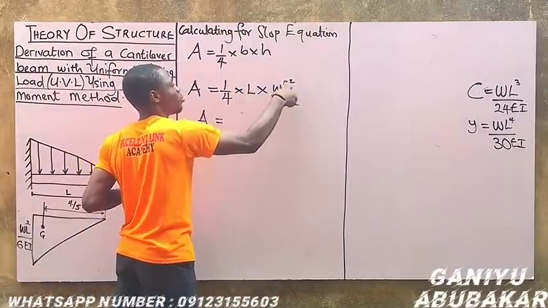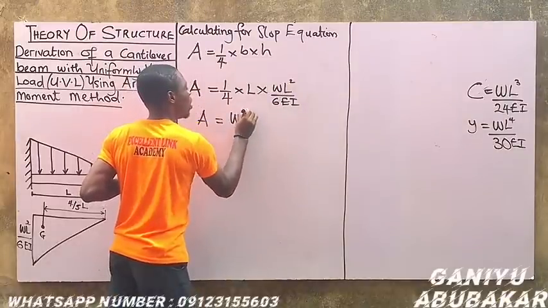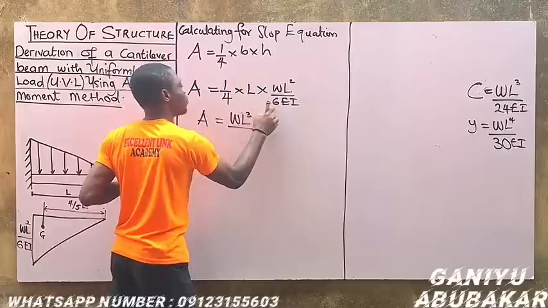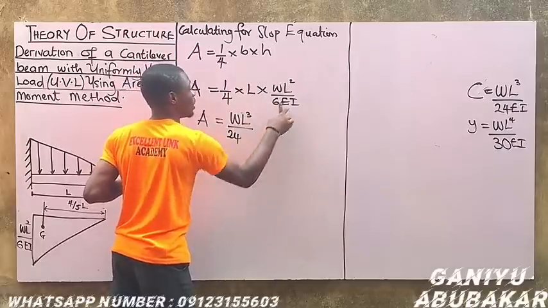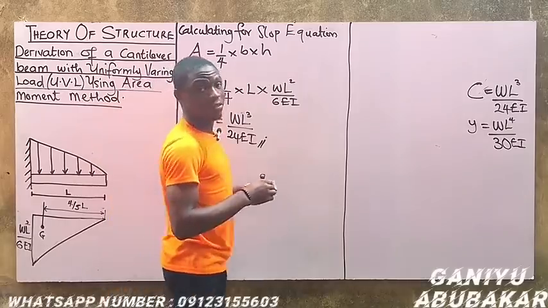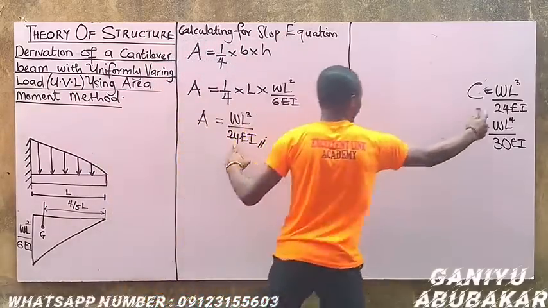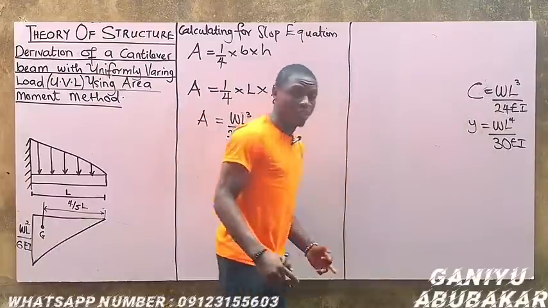Sorry, L times L squared is L cube. So pick out your W first. WL cube over 4 times 6 is 24. Next up, I have EI. This is like my derivation for my slope equation. Compare this with this, right? So they are the same thing. So that's like the text there.